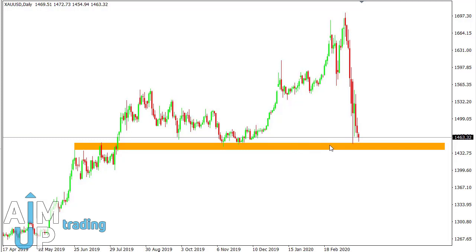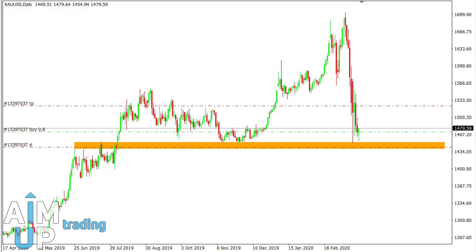There is a reason why those zones are so important, and we talked in our previous videos about support and resistance. But we're gonna make more videos if you guys want. As you can see, I'm forwarding the video, and we entered the trade already.